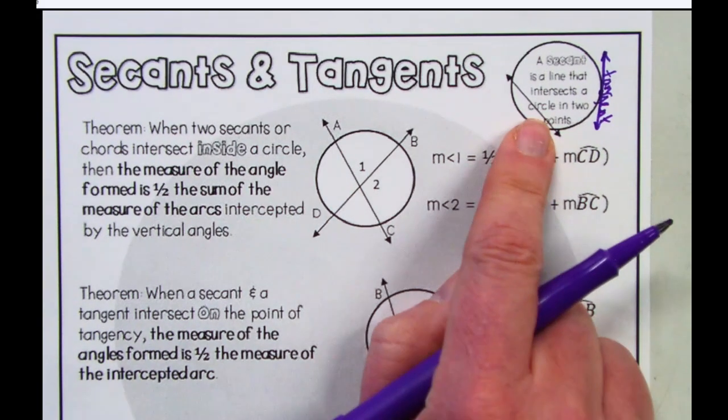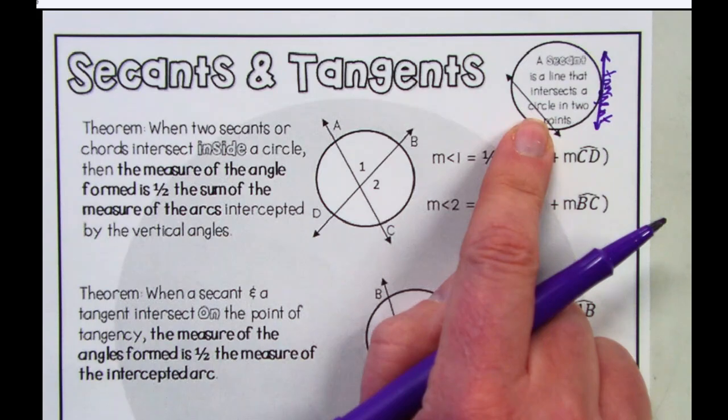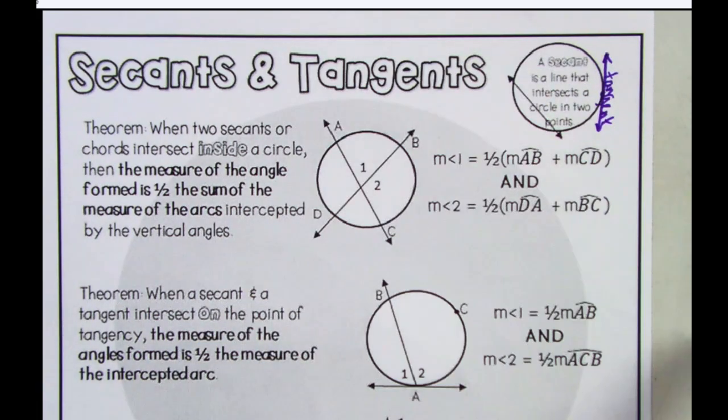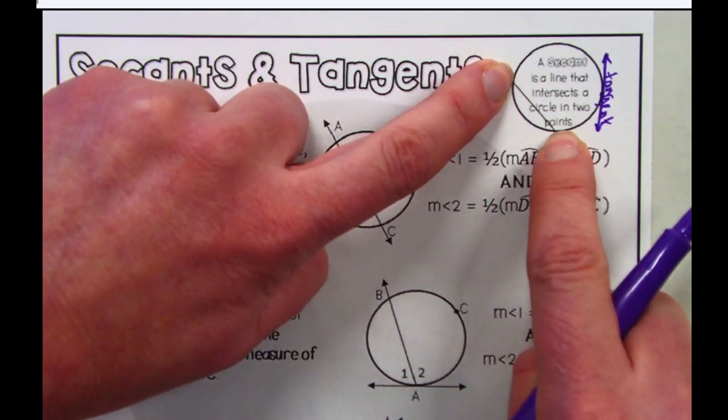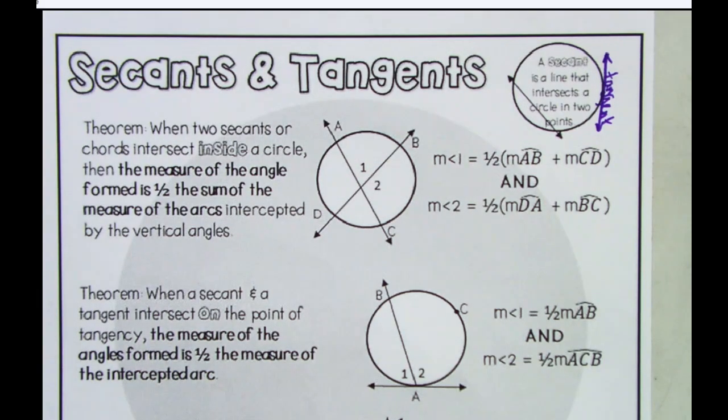And right here is our definition of secant, a line that intersects the circle in 2 points, right? It passes through. If it didn't pass through, the arrows weren't there and it stopped, what is that? Chord. Okay, you guys are getting great at this.